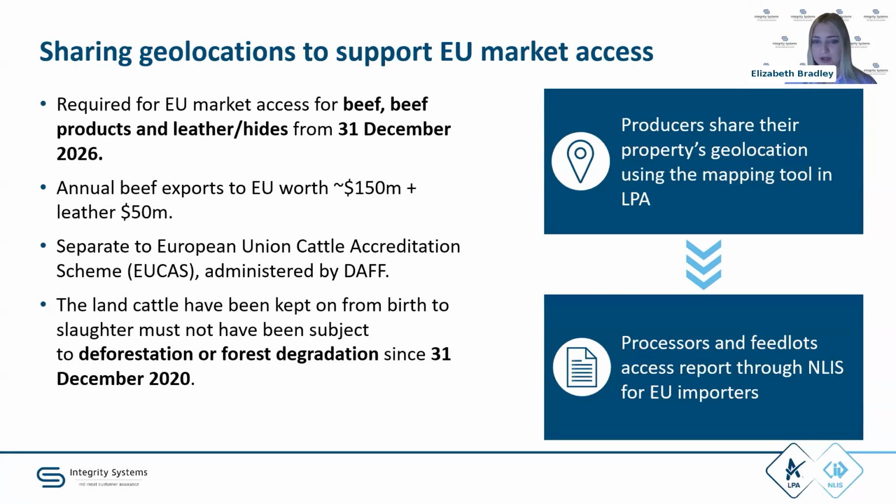So in order to help both producers and exporters meet this requirement, we had to put in some tools to enable that market access to continue, which is around having producers share their property's geolocation through a really simple mapping tool in their LPA account. Part of that is we can then attach that geolocation to every tag that's been on your property through to the NLIS, which is important because those exporters need the geolocations to then check for deforestation and be able to export those products.